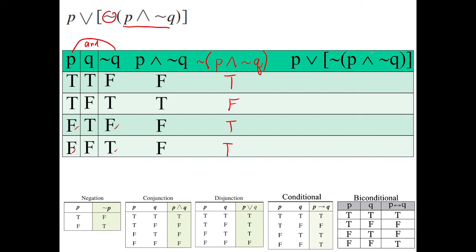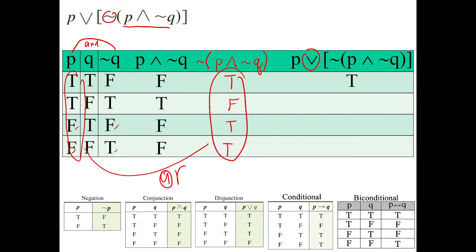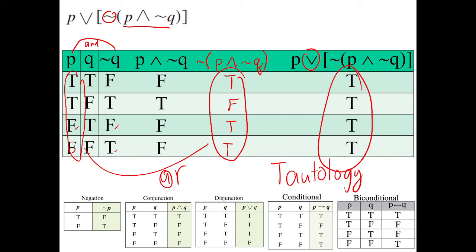And then the whole thing. We compare this one with P using or, because that is the symbol for or over here. So, true or true? True. False or true? True. True or false? True. False or true? True. This is what we call a tautology. As you can see, everything is true. Any questions, by the way? None for now. Okay.